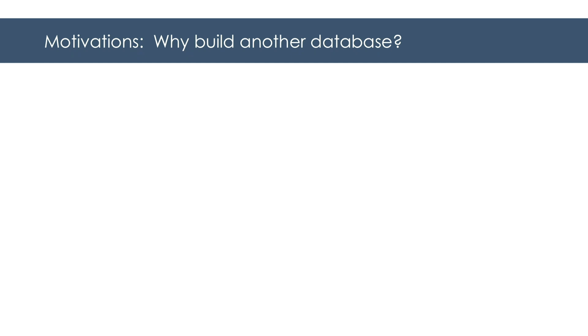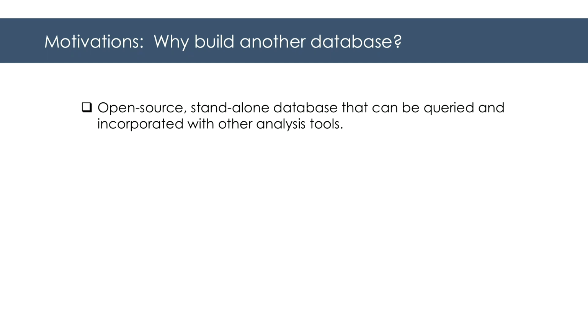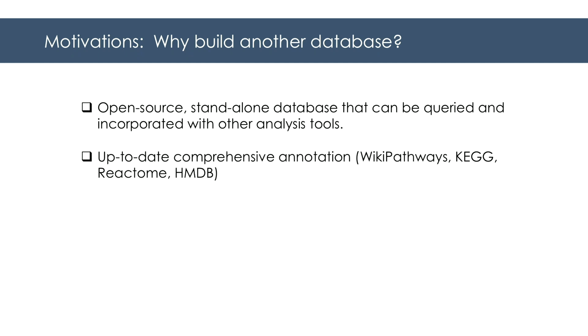So we decided to create one ourselves. RAMP is an open source standalone database that can be queried. The MySQL file is available, as well as the Python code used to reproduce the database. This allows it to be easily queried and also combined with other analysis tools. It also contains up-to-date comprehensive annotations from WikiPathways, KEGG, Reactome, and HMDB.